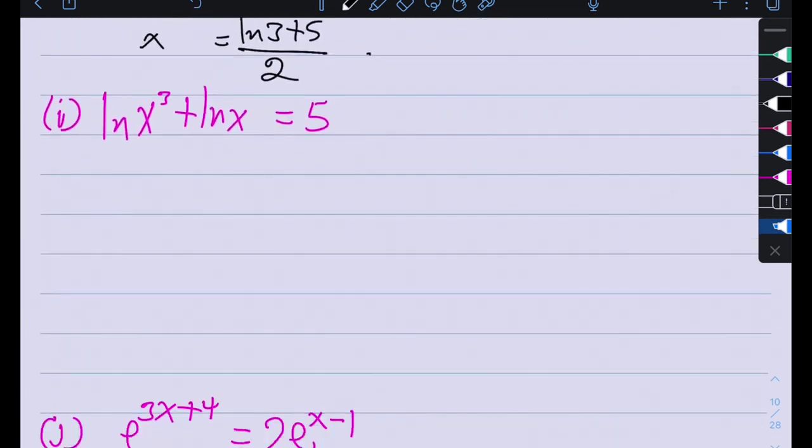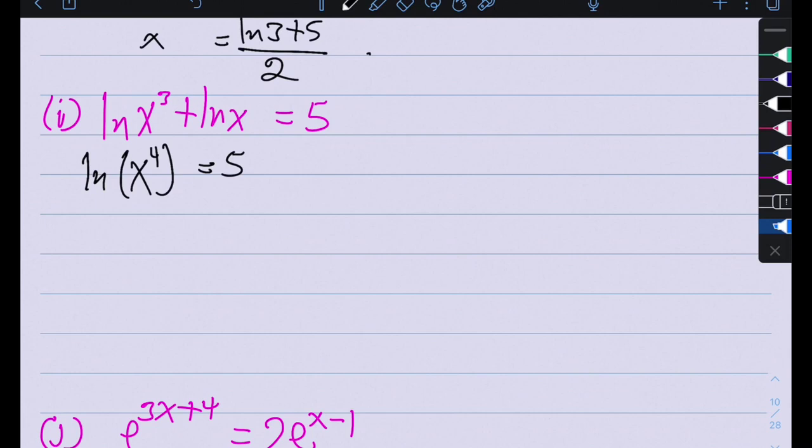How about this particular one? In this case, you have ln x^3 + ln x = 5. Well, remember that ln itself is a log, so all the laws apply. They are adding, right? So when they are adding, think of multiplication. So if I pull ln out, I'm going to get ln x^4 = 5.